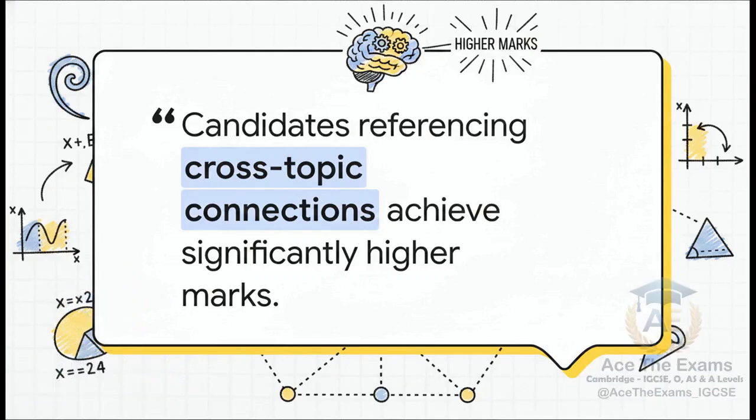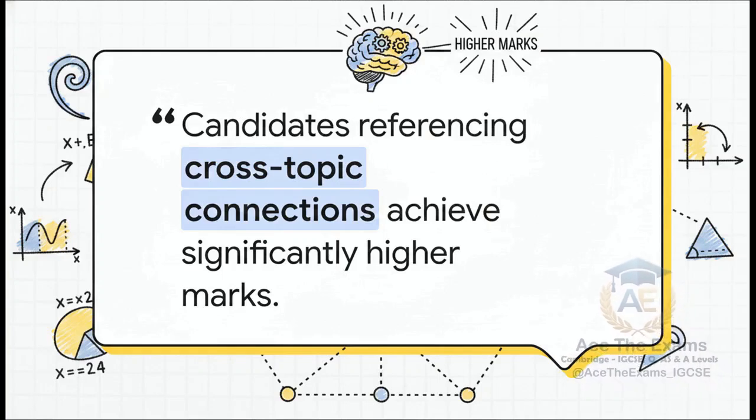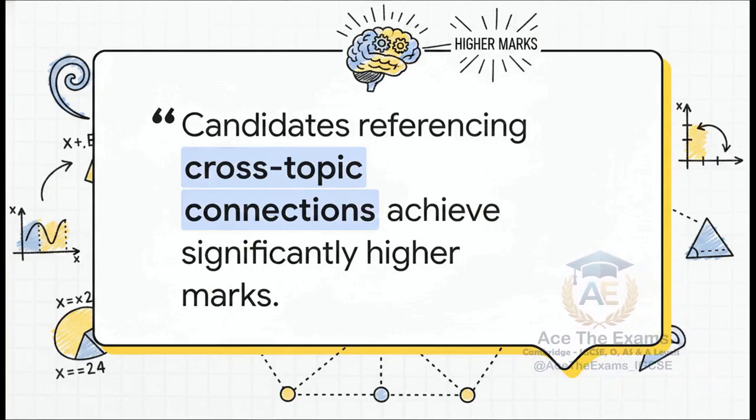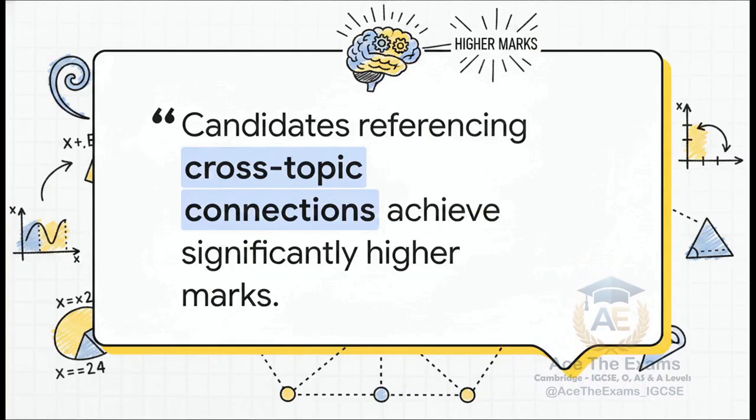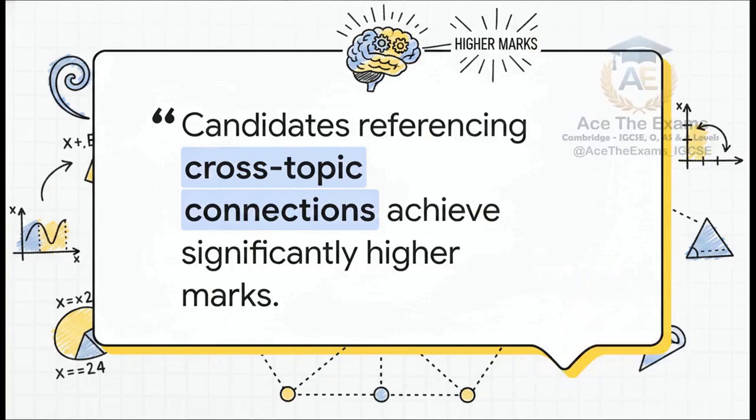Now take a look at this direct quote from the Cambridge Principal Examiner reports. Candidates referencing cross-topic connections achieve significantly higher marks. This is literally a game changer. The most successful candidates out there, they don't treat locating roots by sign change as some isolated floating island of math. They weave their answers together with other syllabus areas. Maybe they connect the numerical solution back to the graphical representation of a function, or they link the algebraic properties to coordinate geometry.